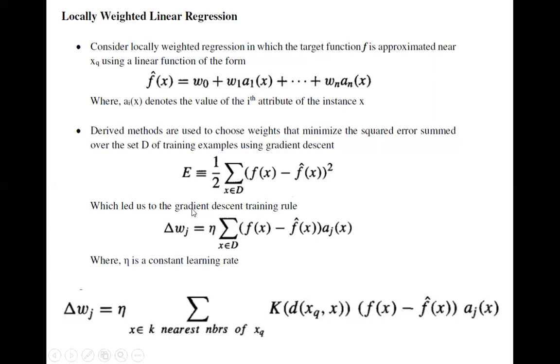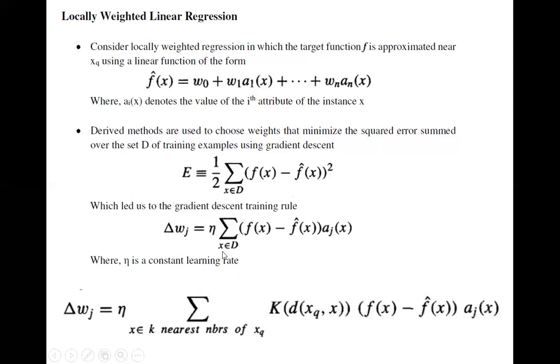Now just this change in weight. When you apply the gradient descent training rule, the change in weight delta wj, you'll get like this formula. See, f of x is the target value, and minus f hat of x is the generated value, the actual derived value. This difference we'll take and multiply with that particular attribute. Then we get the change in weight. Initially we'll assign some weights and then we'll go on updating the weights.